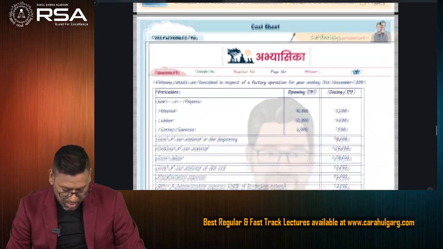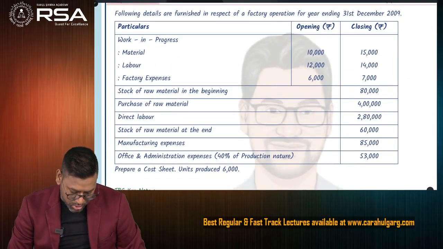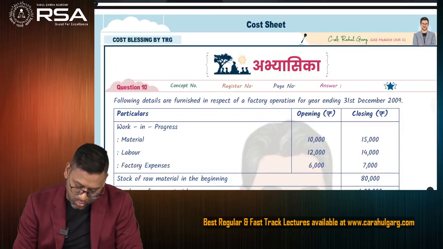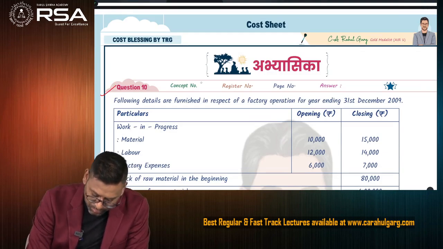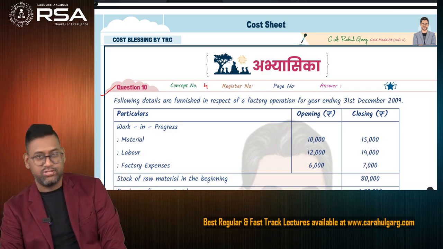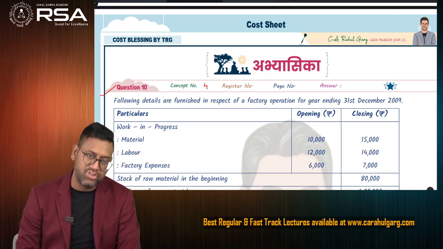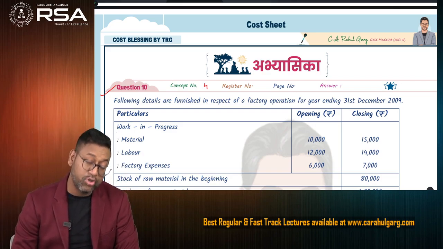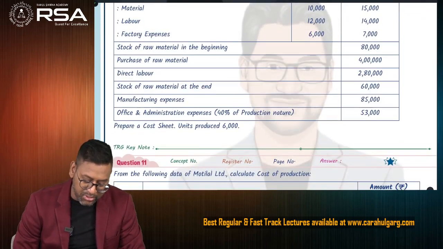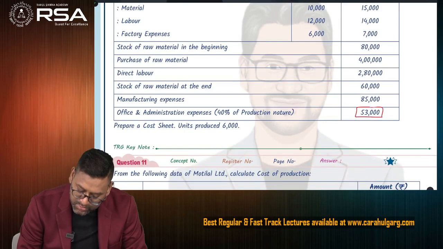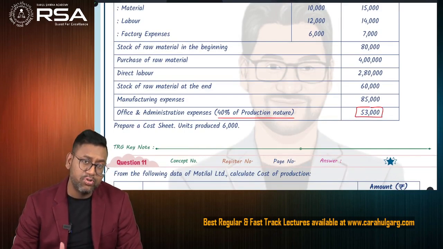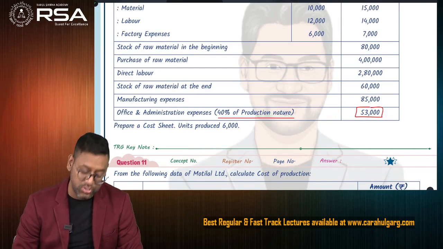If there is any, you will mark it as homework. This question number 10 belongs to concept number 4, and this will remain in homework. After the lecture, you are going to solve it in a separate register marked as homework register, and I am going to check it in the next class. Though it is homework and I should not tell anything, you may see there is an office and admin expense given. It says 40% of production nature. It means 60% belongs to general nature, which will appear after COGS.